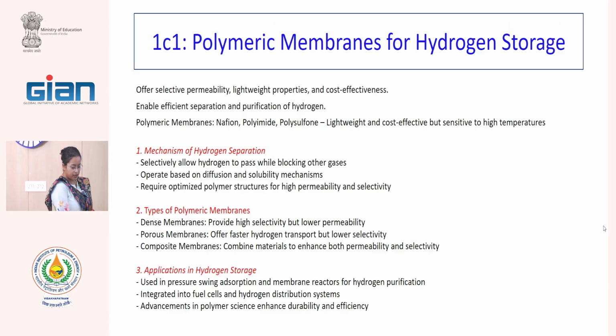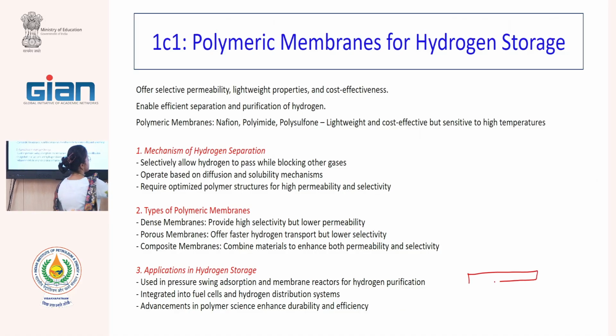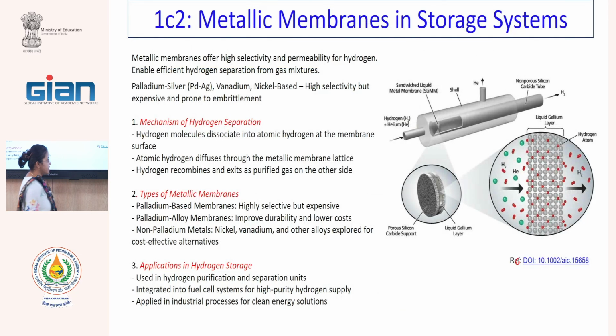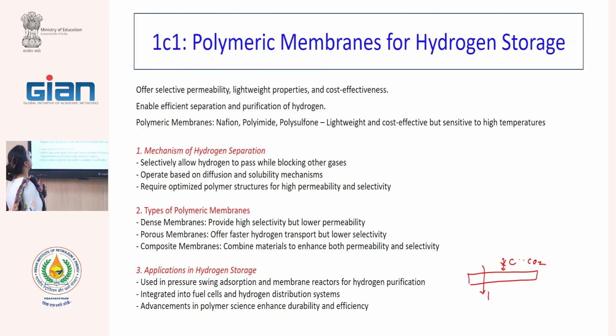Now we know that a membrane is practically selective transport. It is blocking other gases, only allowing the hydrogen but not allowing CO or CO2. These kinds of materials are not allowed to pass. That is the mechanism. Now what is the mechanism of transport through which this mass transfer happens?